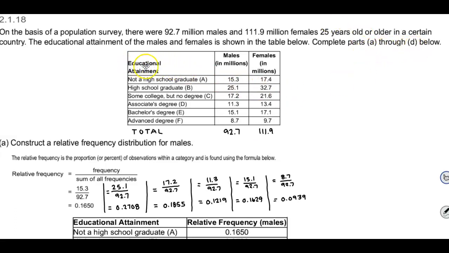The first column is the educational attainment: not a high school graduate, high school graduate, some college but no degree, associate's degree, bachelor's degree, advanced degree. We have males in millions, and then females in millions. The first thing you want to do is find the total of each column. Adding up the males column, we get 92.7 million. For the females column, we get 111.9 million.